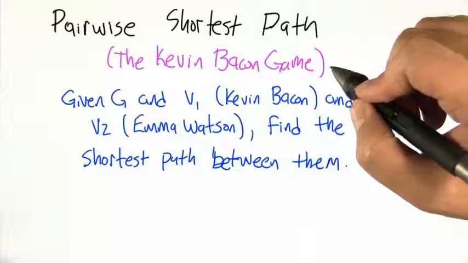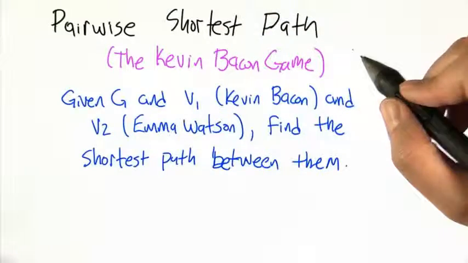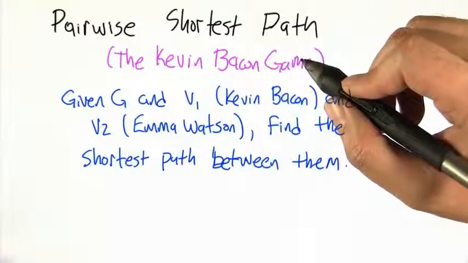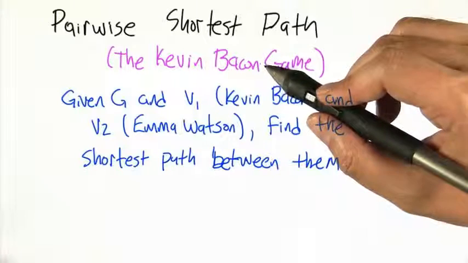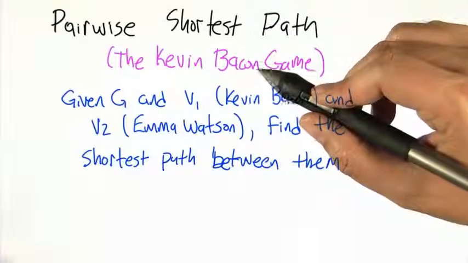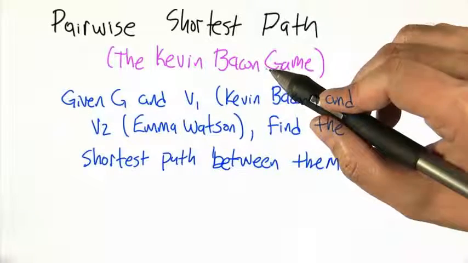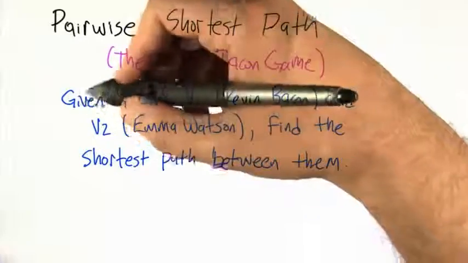But another kind of whimsical version of this problem is the Kevin Bacon game. And Kevin Bacon is an actor. He's been in a lot of movies, and for some strange reason, he's been in lots of different movies with lots of different kinds of people. And so it turns out to be interesting and not always very difficult to connect Kevin Bacon to any actor you want. So imagine the problem goes like this.